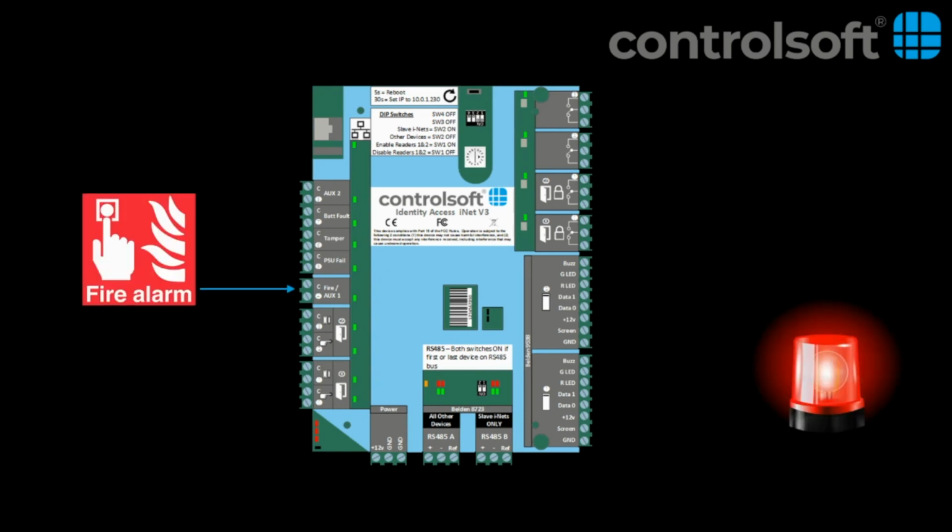Moving higher up, we have input 4. This is where you can connect your fire panel if required. When the fire input is configured in the software, the fire panel will send a signal to the iNet, which can then unlock a required set of doors, and also automatically print off a fire roll call report to your default printer if you are using the professional or enterprise version of Identity Access.